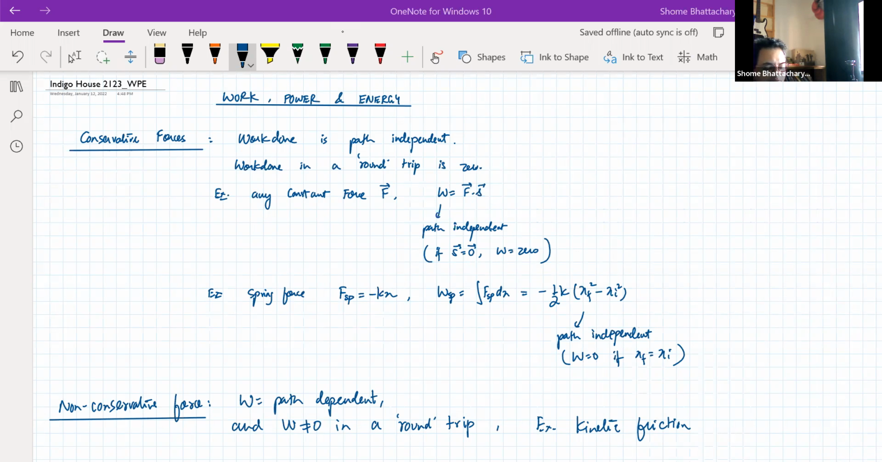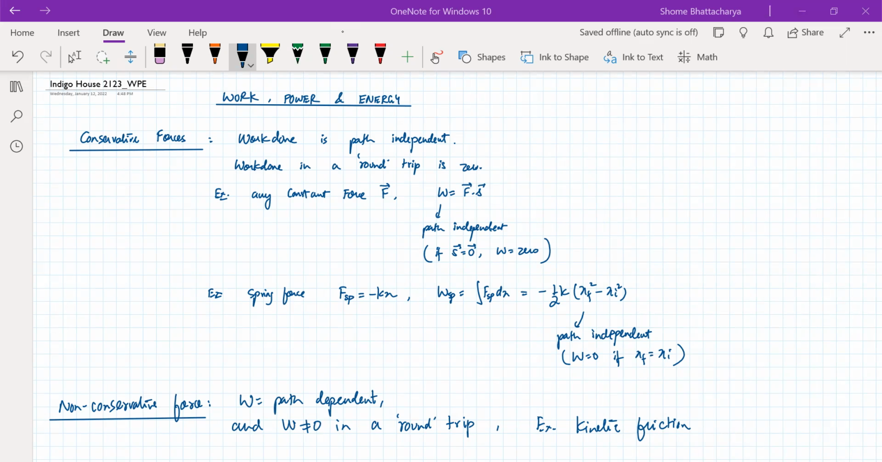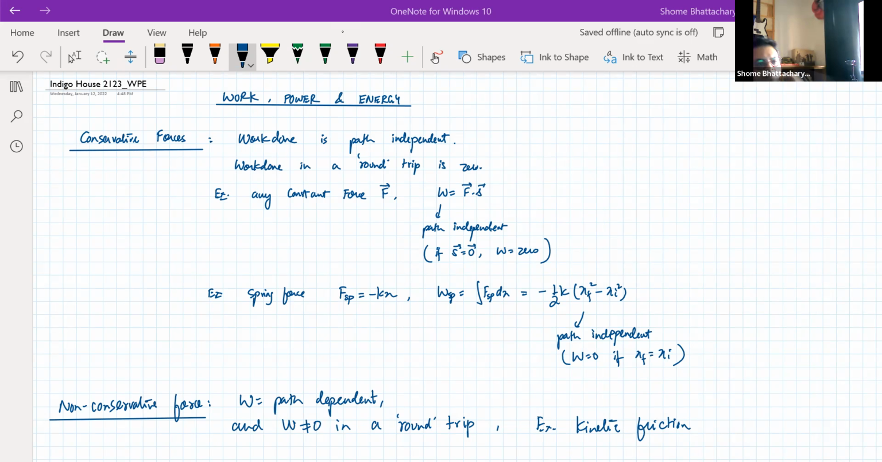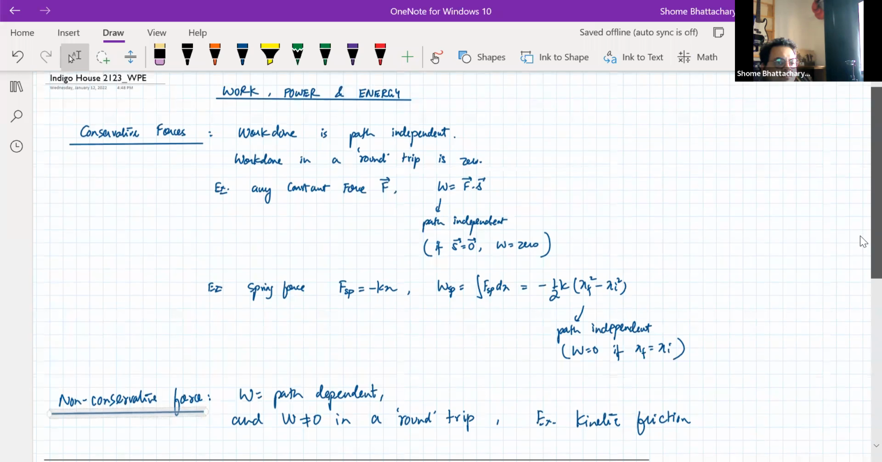You understand my point, beta? Yes, sir. So it is also a matter of a little bit of experience to understand from the application of the F dot ds integration whether or not the work done is going to come out to be path independent. Okay, so I'll give you a couple of examples.